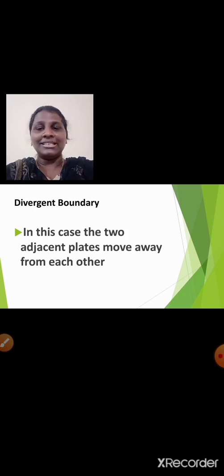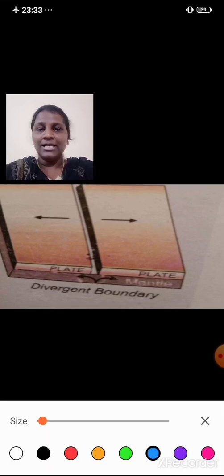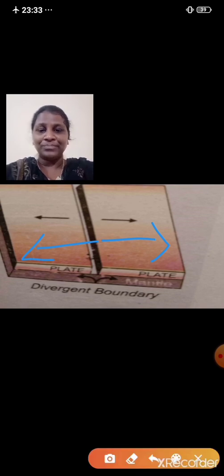Now let us learn about the divergent boundary. In this case, the two adjacent plates move away from each other. In convergent boundary, we saw the two adjacent tectonic plates moving towards each other, and here in divergent boundary, the two adjacent plates move away from each other. You can see the image over here, students. See the arrow marks? They are moving away from each other. This is divergent boundary.